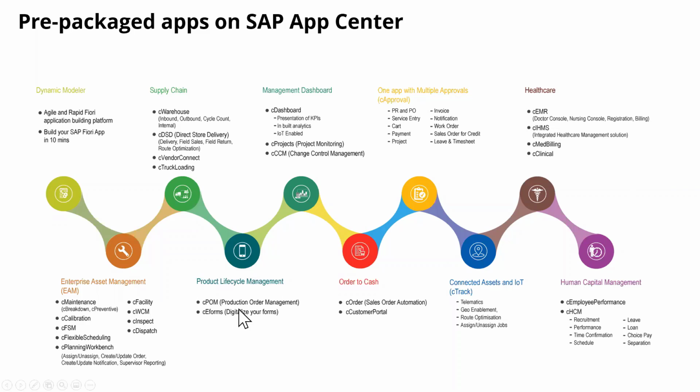We have production order management. We have enterprise asset management: maintenance, calibration, facility maintenance, flexible scheduling, flexible dispatch, all of that complete in one stack. We have management dashboard, project management, change control management. We have order to cash. So we have customer portal. We also have sales order automation.